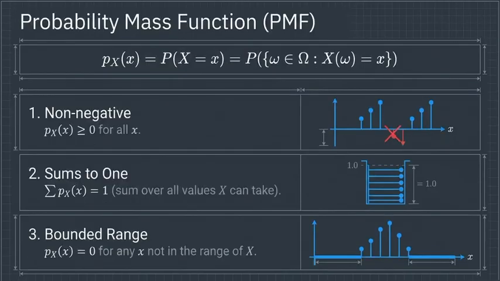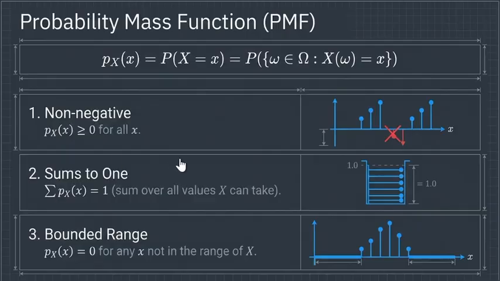What is a probability mass function? You can see this formula. In this valid PMF condition, which a probability mass function has to satisfy, first is non-negativity. Second is that the sum should equal 1. And third is that the PMF should be equal to 0 for any x not in the range of X.